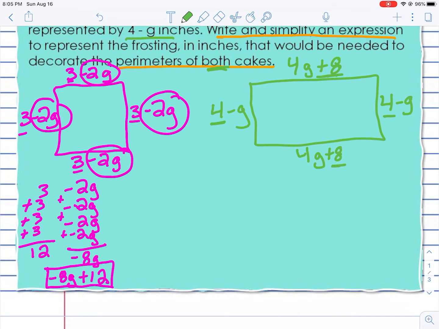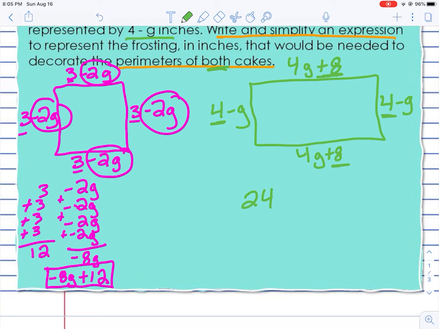Do we even need to write these down? I mean, can't we just go through? Don't we know what 4 plus 8 is? Isn't that 12? Plus another 4 is 16. Plus another 8 is 24. Did I get that right? Let me do that again. 16 plus 8, yes. So we know we have 24.